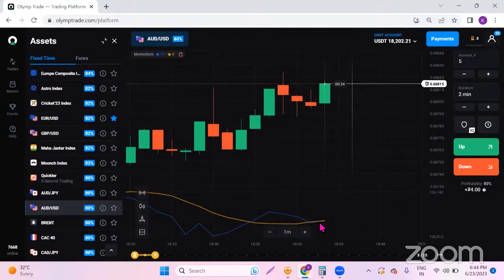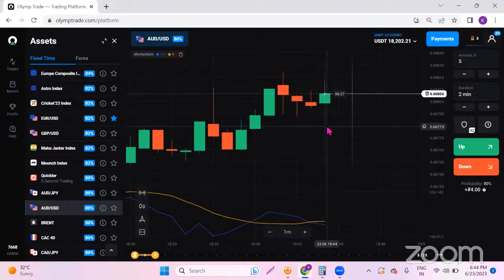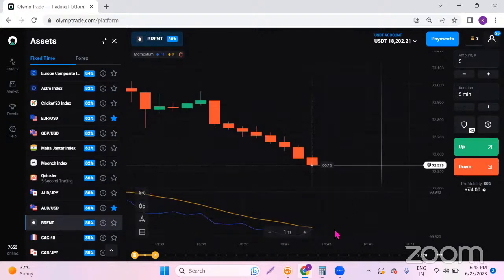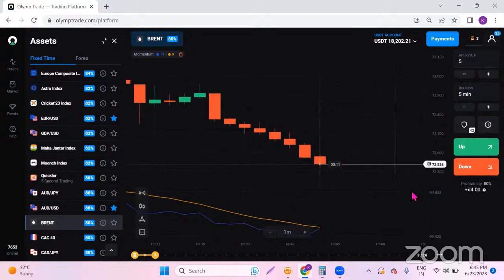But if you see, again the blue line is showing some strength and it is going near the yellow line, and that is why it's not a downward trend, it can be an upward trend. But after this candle, if it still shows a downward trend, I'll make a trade, guys. Since it's Brent, again here it is showing an upward trend, so maybe the next candle we might be able to make an upward trade.